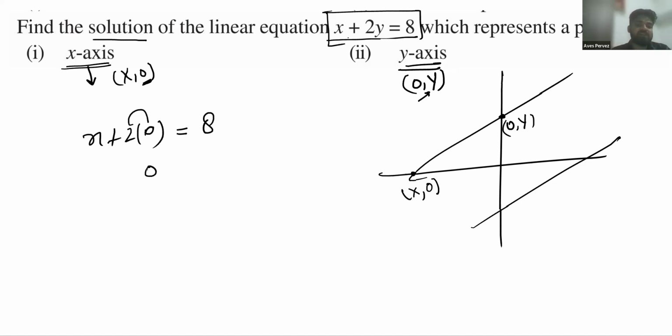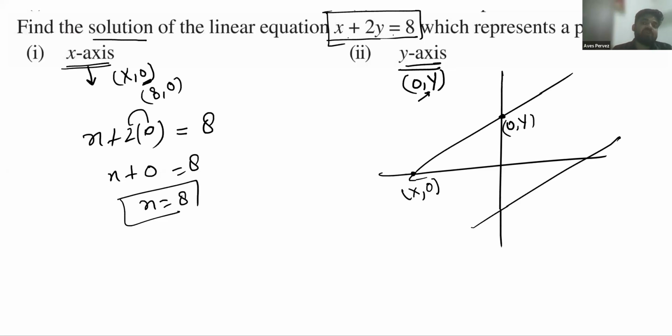2 into 0, you will get 0, plus x is equal to 8. 0 plus x means x equals 8. So you get the value of x as 8. So put 8 and then y as 0. So 8 comma 0 will be the point where this line segment is going to cut the x-axis.